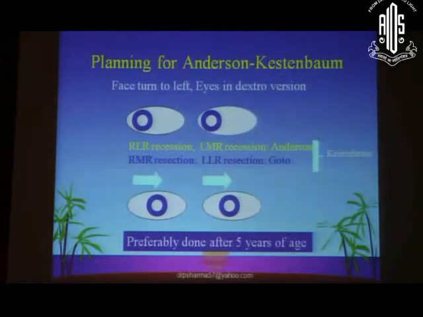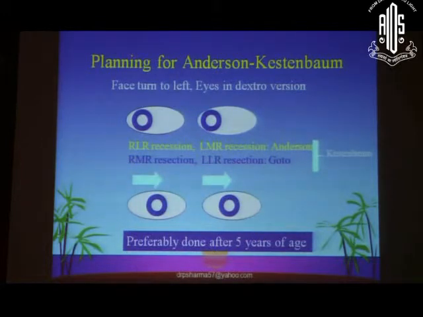Basic planning for the Anderson-Kestenbaum procedure is, as we just saw earlier, that we will notice the head posture which is abnormal, and consequently there will be a null position which is eccentric. And if, like in this picture, you have a null position which is in extroversion, then we need to shift the eyeball to the left side, and this can be done by a right LR recession and a left MR recession, and that would make it an Anderson's procedure. If you add the resection component, that is the right MR resection and the left LR resection, then it becomes a Kestenbaum procedure. If you do only the resection component, then it is the Goto's procedure which is being described.